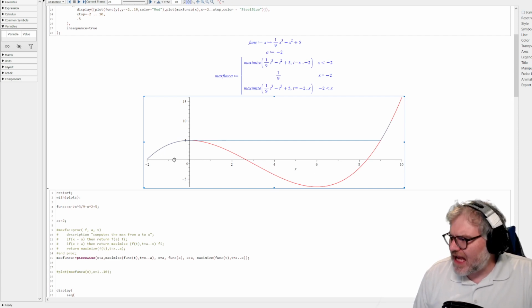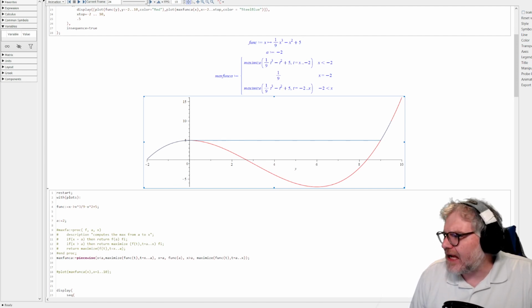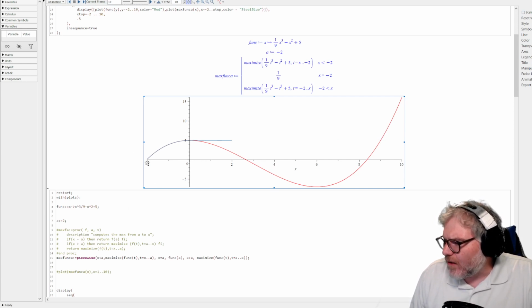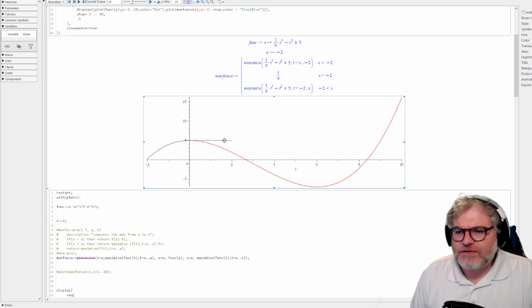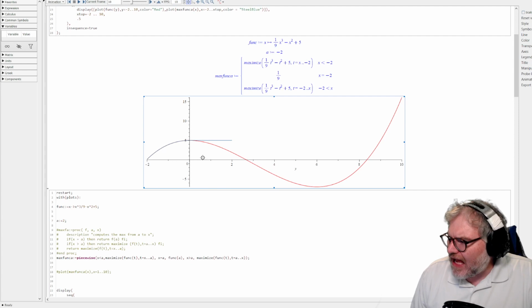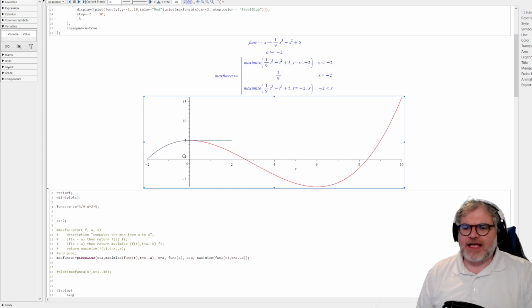Okay, so that's the idea. Here, max of x is the maximum f of t when t is between a and whatever x is. So if the interval is -2 to 2, the maximum on that interval is 5. So my max of x for anything between 0 and 2, and in particular for x equals 2, is still going to be 5, because that was the maximum I had on that interval.